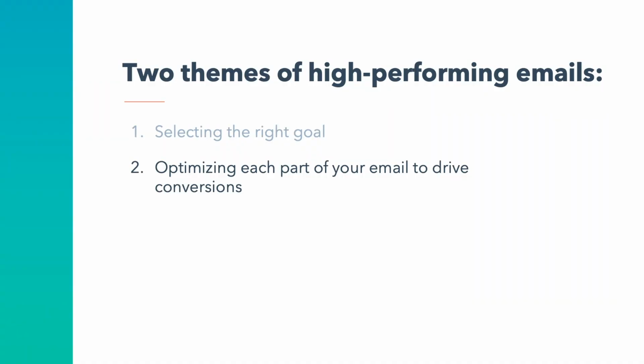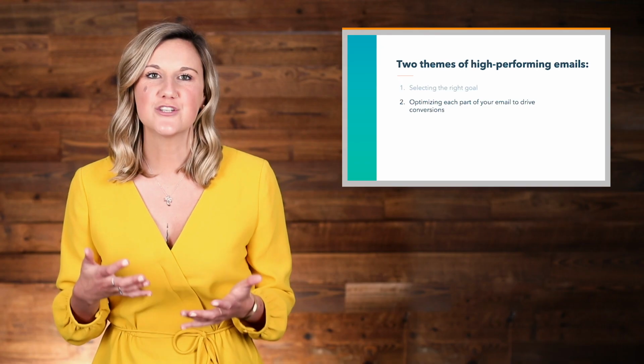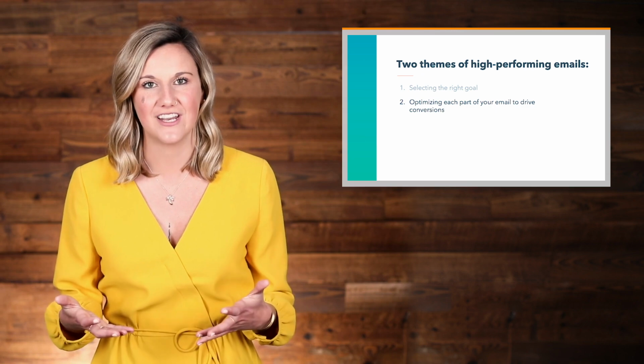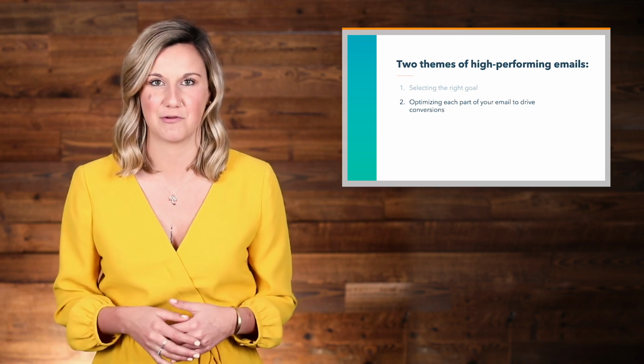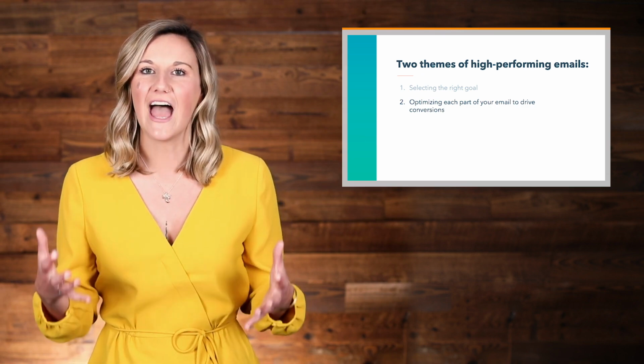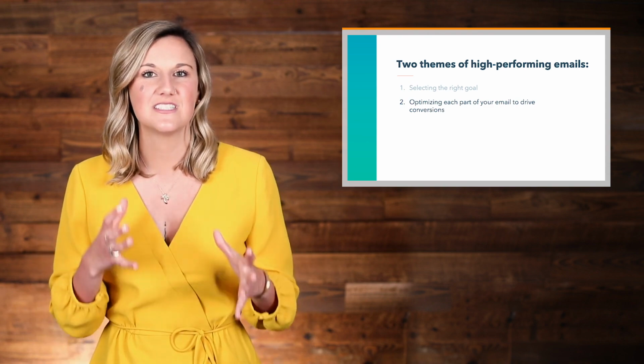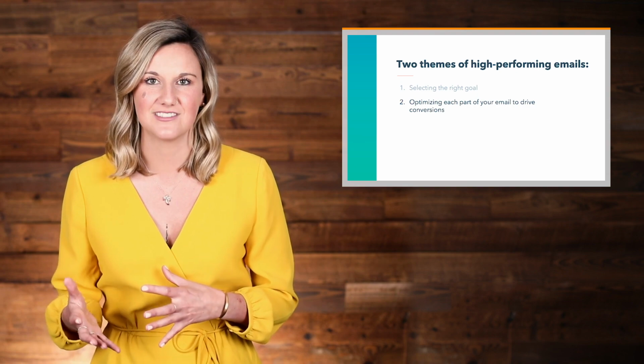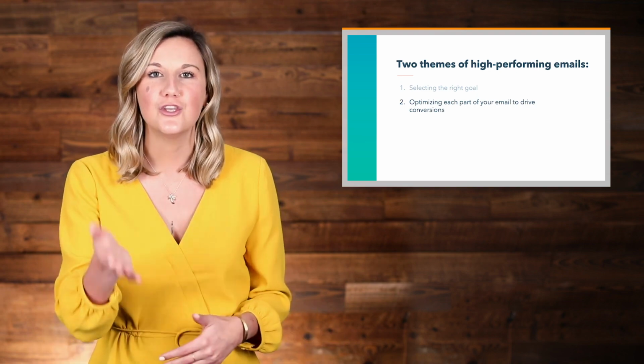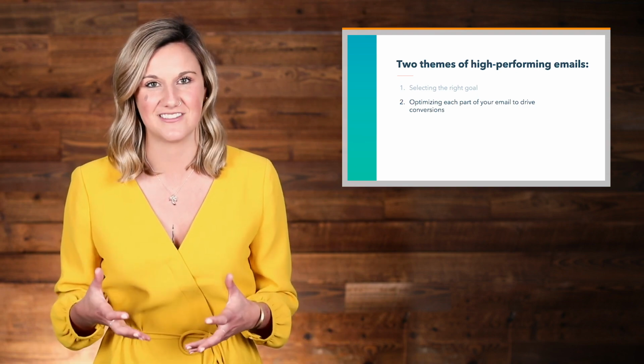Now that we've looked at how to define your goal for your email, let's take a look at the second theme of creating high-performing emails: optimizing each part of your email to drive the conversions towards that goal. Optimizing each part of your email to focus on conversion is the key to creating high-performing emails. With all the elements aligned and working together, your contacts are going to be receiving the most value from your emails, and in turn, you will see the most ROI for your email sends.